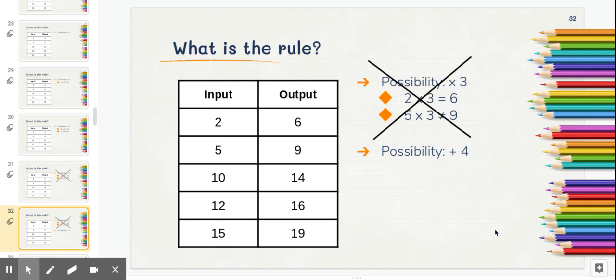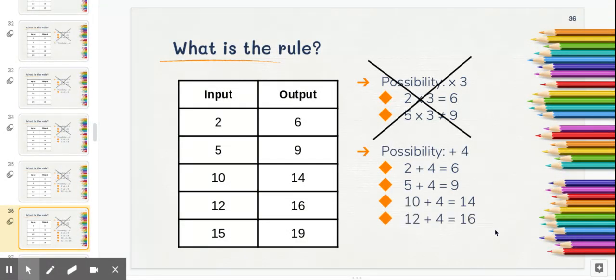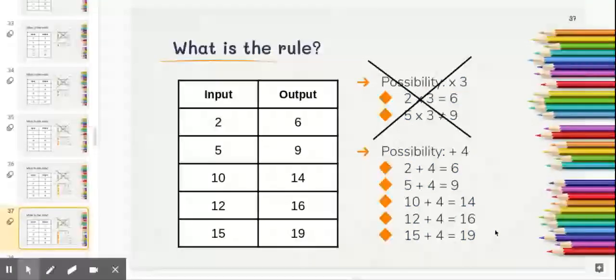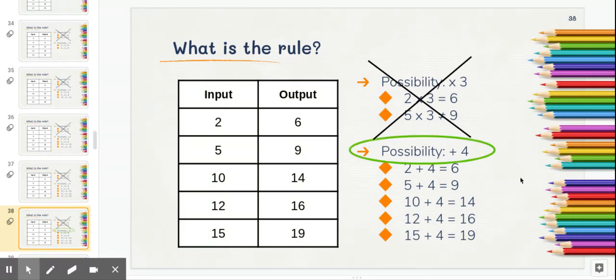I know that I can add 4. So 2 plus 4 is 6. 5 plus 4 is 9. 10 plus 4 is 14. 12 plus 4 is 16. And 15 plus 4 is 19. Every single number in the table worked out with this rule of plus 4. So that means that plus 4 is the rule for this table.